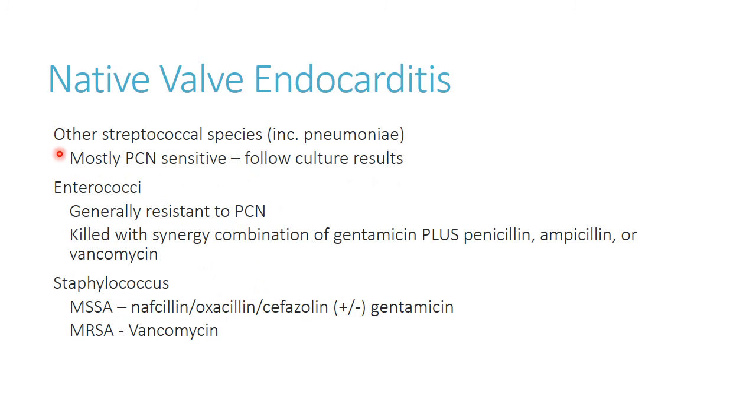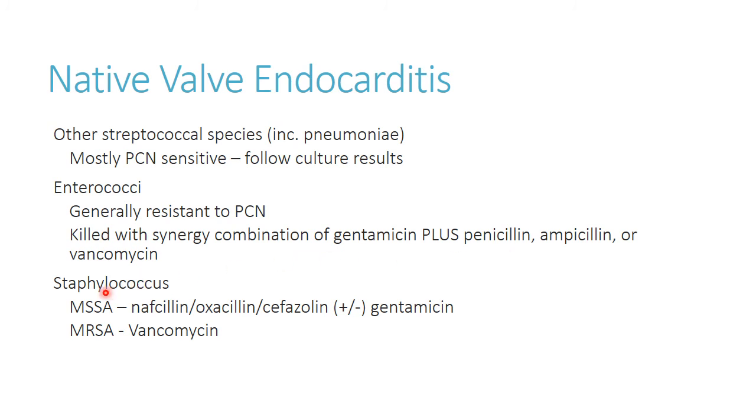Let's see, if there's other streptococcal species, most of them tend to be penicillin sensitive. So just follow your cultures, whatever it ends up saying. This is something where you start off with vancomycin and scale down based on what the cultures come back as. Enterococci, you can't really use penicillin alone because they end up being kind of resistant to that. But you can get over that resistance hump by using gentamicin plus something like penicillin, ampicillin, or vancomycin certainly will get it as well.